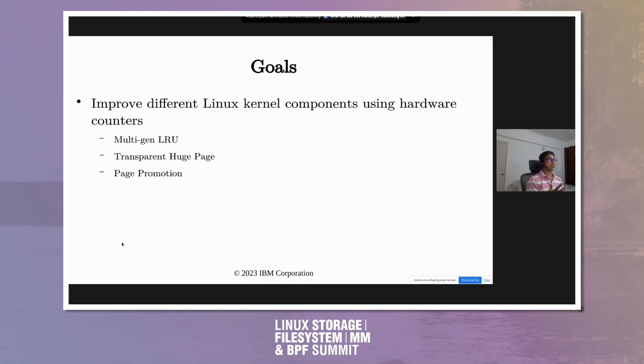But the primary motive is also to share with the rest of the community what I have learned. And then we look at whether we should start making these changes in the Linux kernel so that some of these areas can accommodate hardware counters, right? So these are three top-level areas where I ended up spending my time looking at whether they can work with hardware counters: multi-generational LRU, transparent huge page, and page promotion.